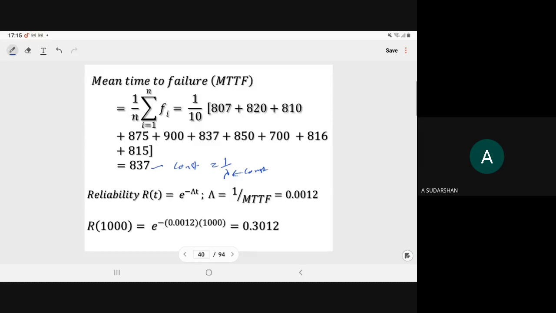And for the exponential distribution, you know that reliability is e to power minus lambda t. Lambda is equal to 1 upon MTTF, so it will come as e to power minus 0.0012 into t. And our mission time is 1000 hours. So when we multiply this, this much reliability should be with the device, so that we can achieve the mission time of 1000 hours for that device.